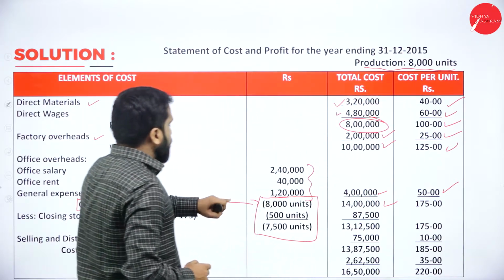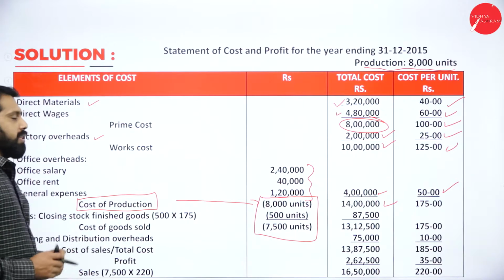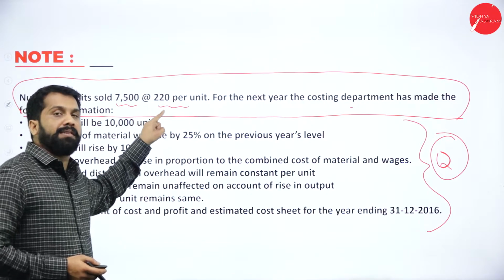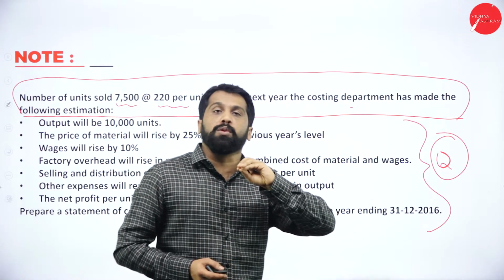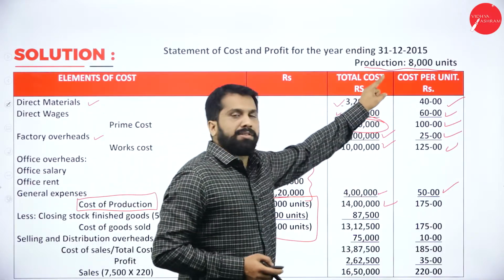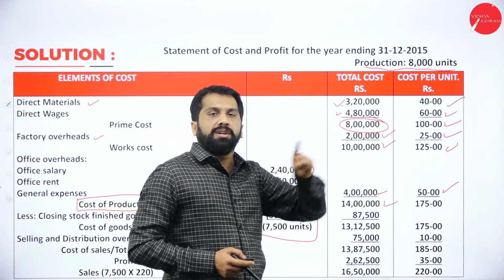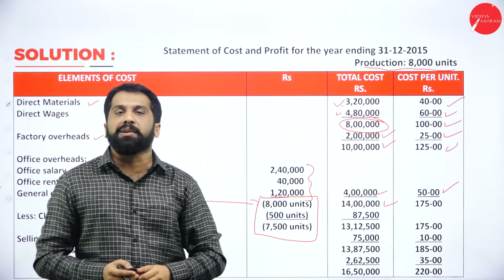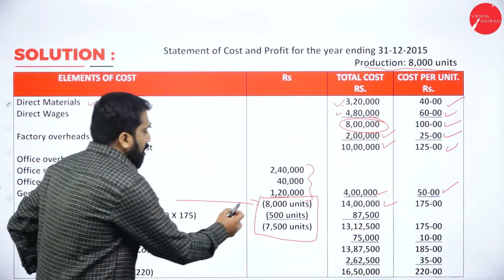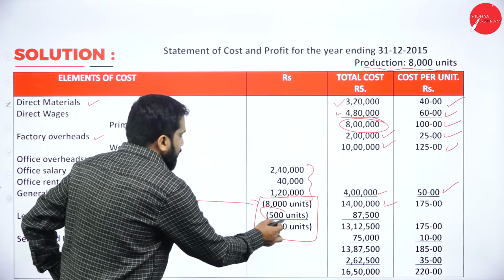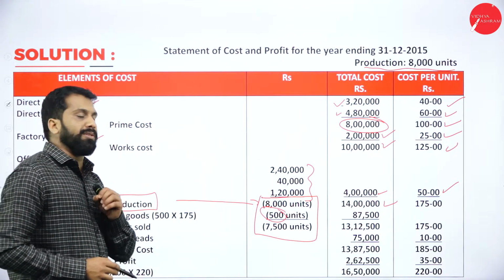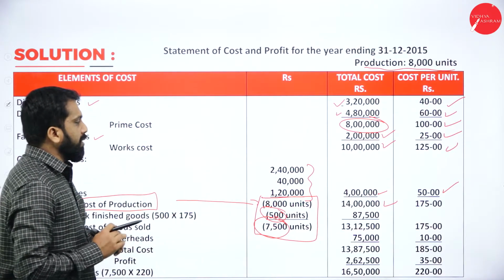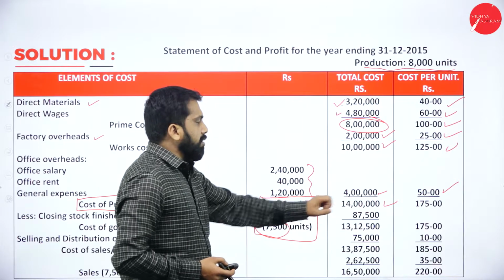So, total number of units, how much? 8,000 units. Now, what will be your finished goods? I'll go back to your question. Number of units sold, 7,500. Still 500 are closing stock because you have 8,000 units in production, but you sold only 7,500. Means what about this 500? That is called closing stock. Now, out of 8,000, 500 units are still unsold closing stock. So you sold how many units? 7,500.